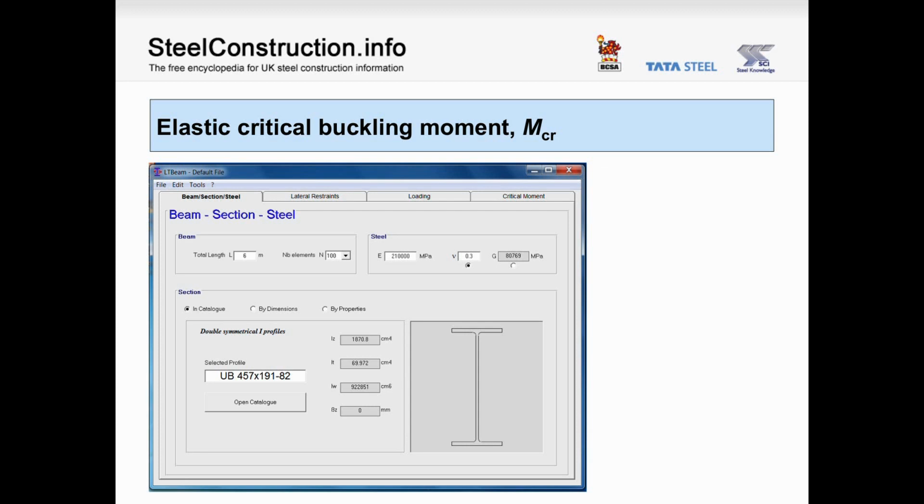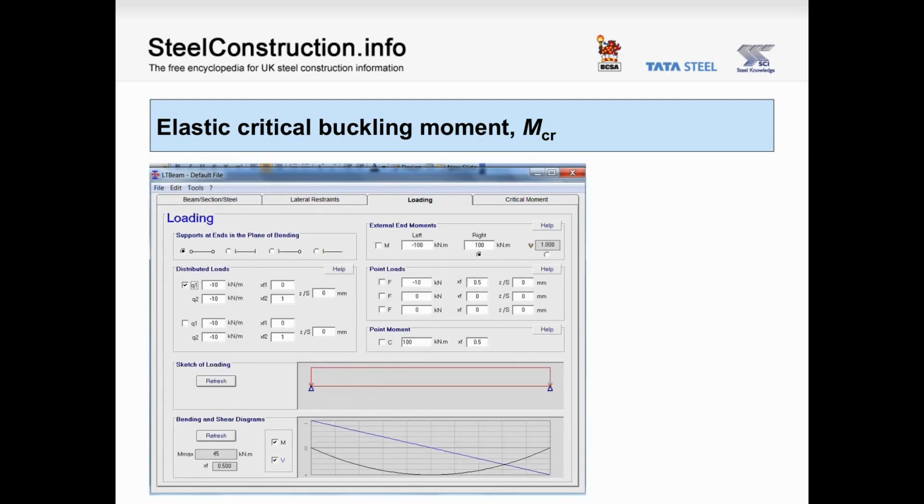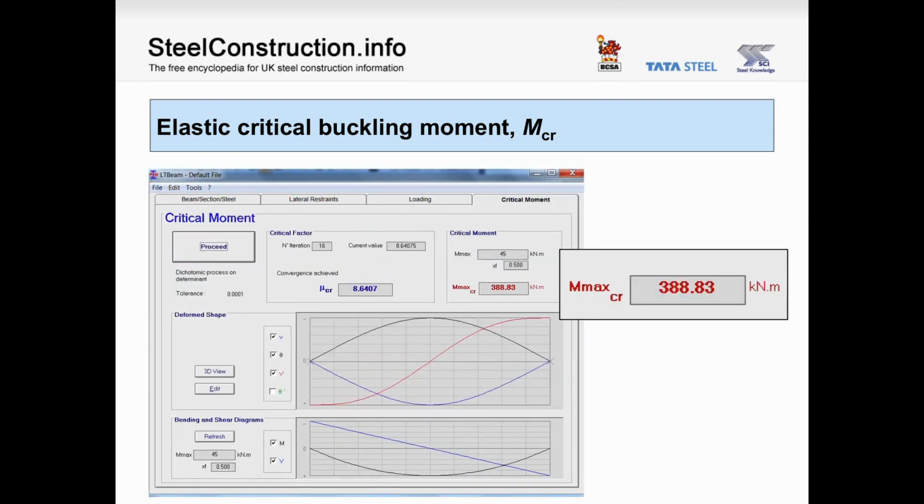Alternatively, we can use free software called LTB from CTICM. Here we've selected the appropriate beam, 457 by 191 by 82. It's got the correct length of 6 meters. We apply a uniformly distributed load because the shape of the bending moment diagram is absolutely critical. And the result is, according to the software, 388 kilonewton meters, whereas by calculation we had calculated 387 kilonewton meters. So again, there's some modest rounding differences between the two answers.